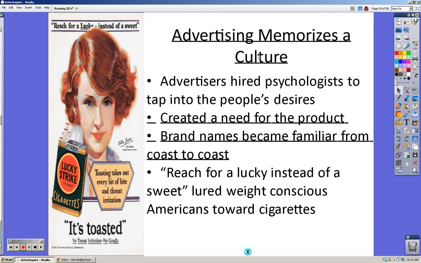Okay, so in this picture over here of Lucky Strike cigarettes, it's a young woman smoking a cigarette. It says toasting takes every bit of bite and throat irritation. So now it's okay to smoke that type of cigarette, and you really want it. And you can see up here the cigarettes are known for being appetite suppressants. So it says reach for a Lucky instead of a sweet. Basically saying that you can smoke a cigarette instead of eating and getting fat, so you can just die of lung cancer instead of getting fat. So good trade-off, I guess.